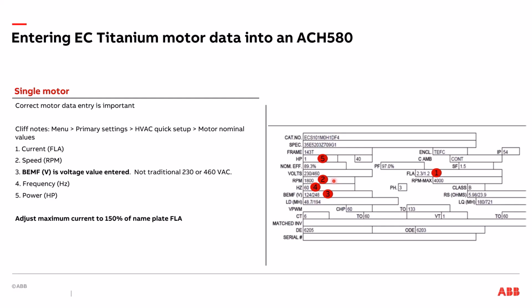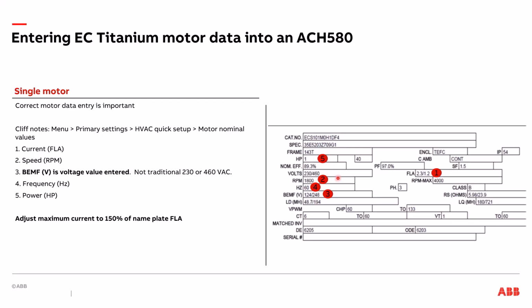At item number 3 here for voltage, when you get asked to enter in the voltage information in, you're going to look to this value here next to the acronym BEMF, which stands for back EMF voltage. This is the data you want to enter in corresponding. If you have a 230 or 460 volt system, you'd enter in 124 in this example, or 248. Do not enter in up here this value of 230 or 460 into the VFD.